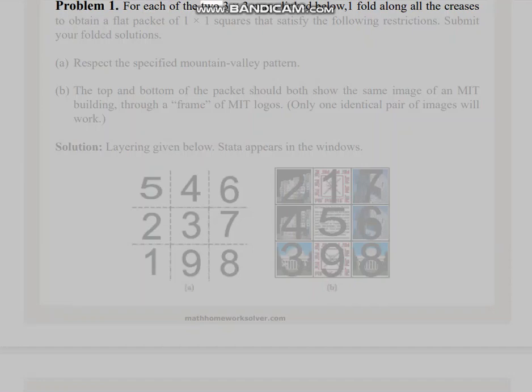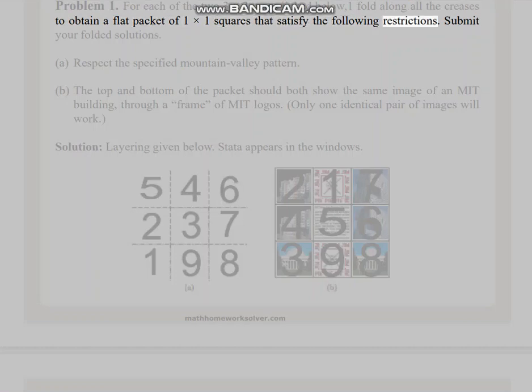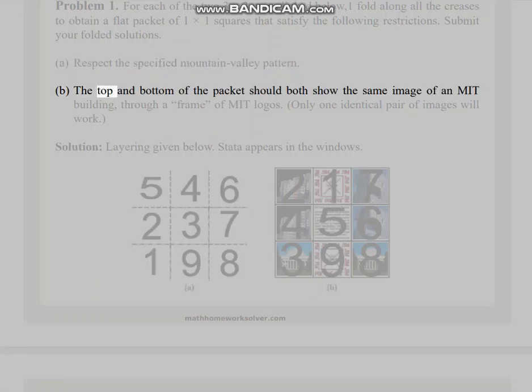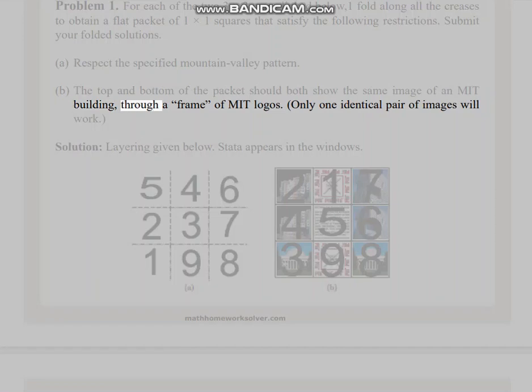Problem 1. For each of the two 3x3 maps linked below, fold along all the creases to obtain a flat packet of 1x1 squares that satisfy the following restrictions. Submit your folded solutions. A. Respect the specified mountain-valley pattern. B. The top and bottom of the packet should both show the same image of an MIT building, through a frame of MIT logos. Only one identical pair of images will work.